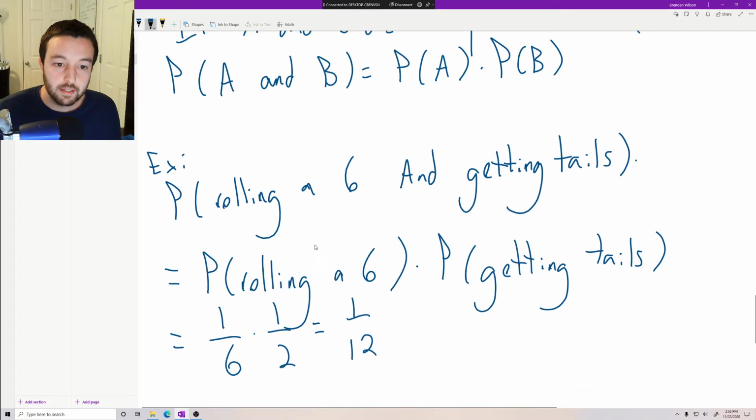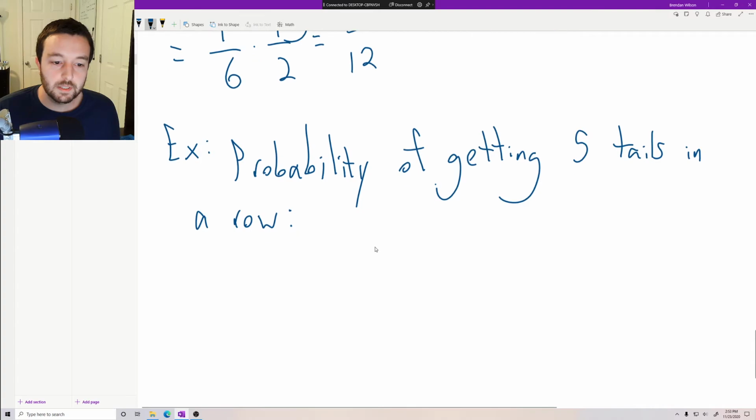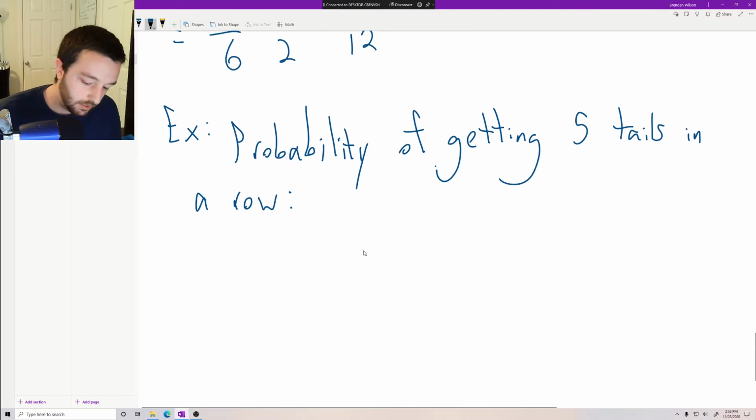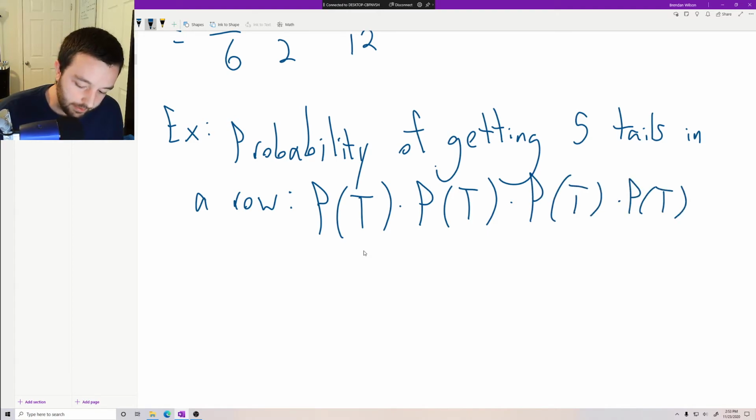So here we only had 2 events, so we multiplied them together. But this extends to if we have 3 events, 4 events, 5 events, we just keep multiplying them together. So the probability of getting 5 tails in a row is going to be the probability of, I'll just say T for tails on the first throw times the probability of tails again, and then again, and then again, and then again.